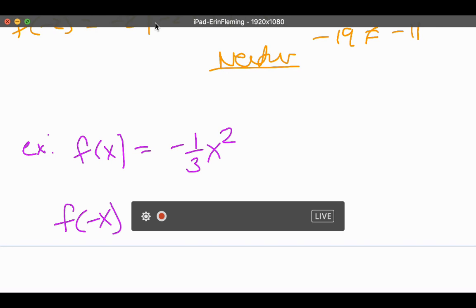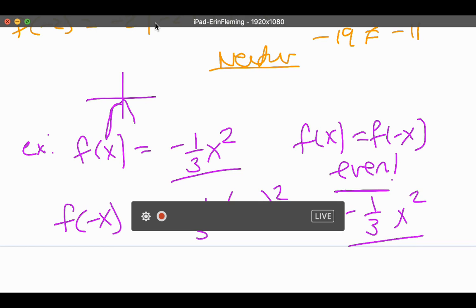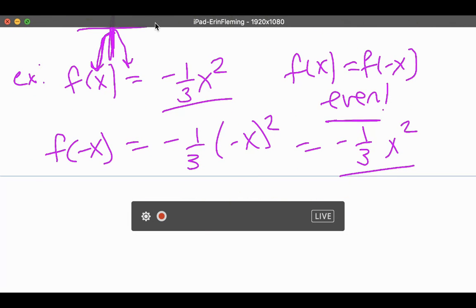So if I'm going to try f of negative x, well, negative x squared is x squared, so I get negative 1/3 x squared. When f of x is equal to f of negative x, it is even. And if I graphed it, which would look something quite steep like this, it would have that reflective symmetry. And just to prove my point from the last time, let's try f of 2 and f of negative 2, just to show you what would happen.